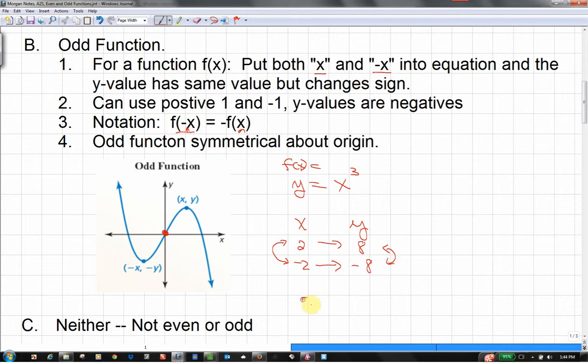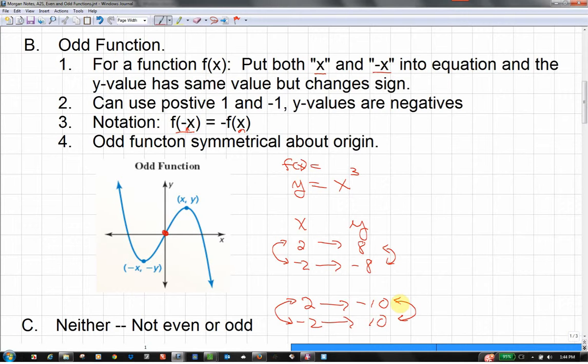Now, it doesn't matter if I have some equation where I put, say, a 2 in and I get a negative 10 out, and then I put a -2 in, I get a +10 out. It doesn't really matter what the values are. The only thing that matters is that I put in a number and its opposite sign, and I get out numbers and their opposite signs. That would make it an odd function.